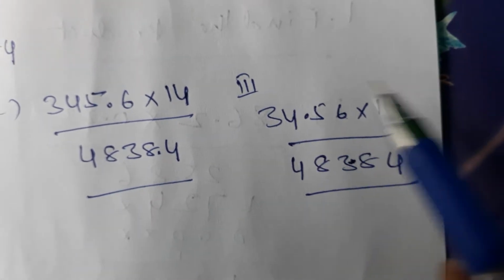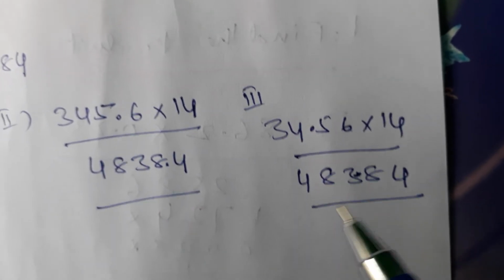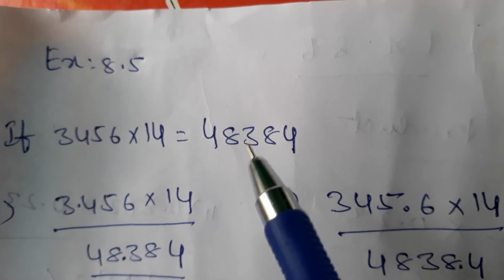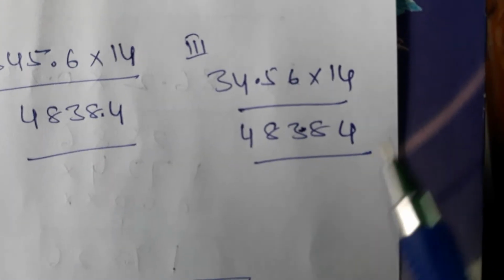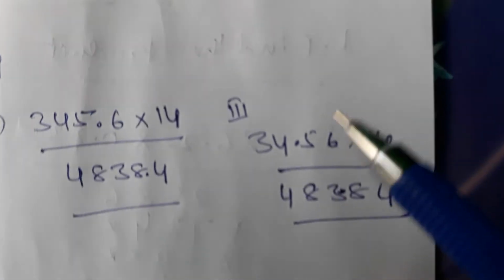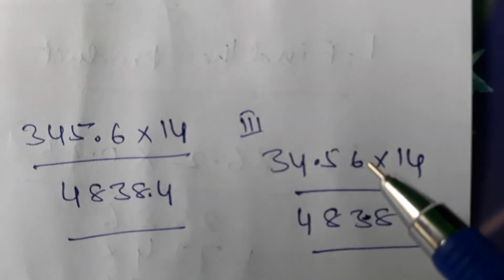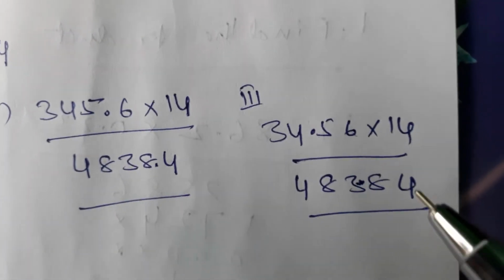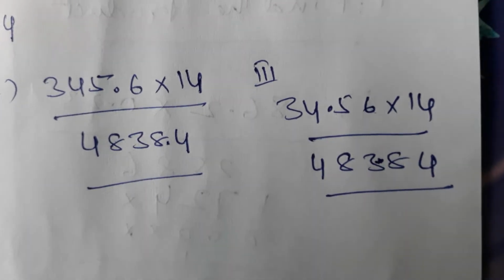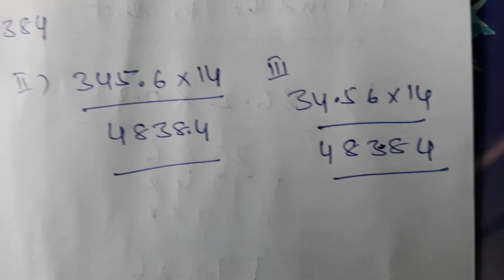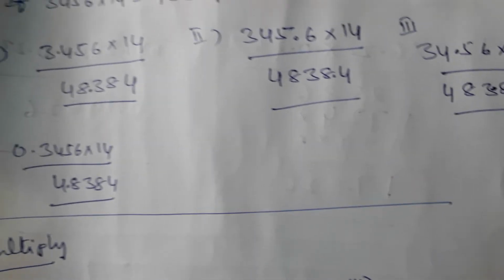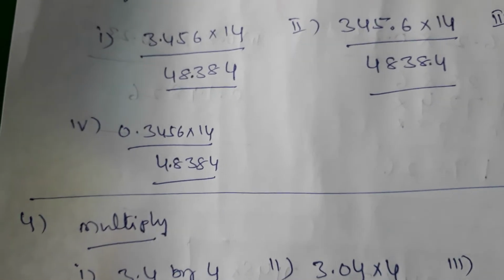Multiply the numbers without the decimal. You know this result is given already in the question. So when you multiply without the decimal, the result is this. Now place the decimals. How to place the decimals? Before 2 digits the decimal is there, in the answer also before 2 digits. Count from right to left. Before 2 digits you have to place the decimal.